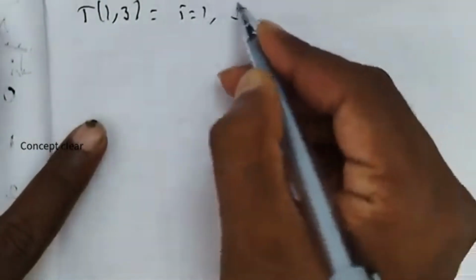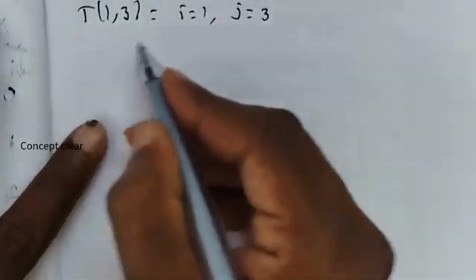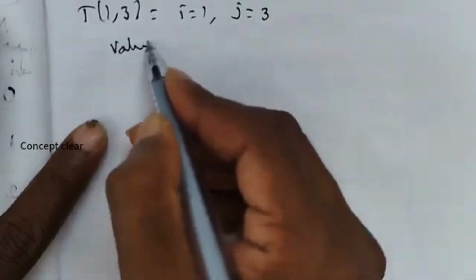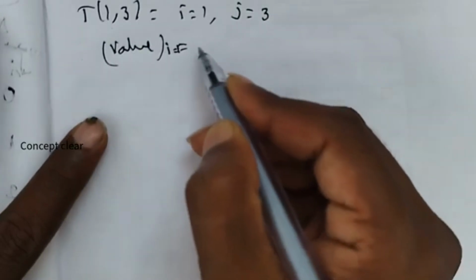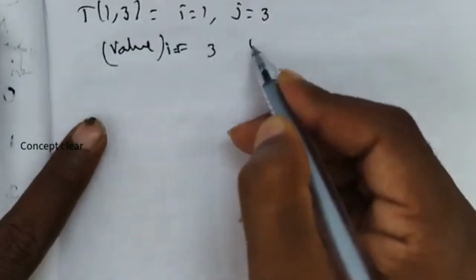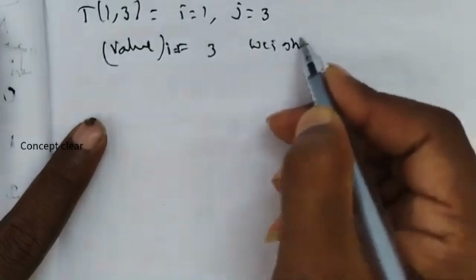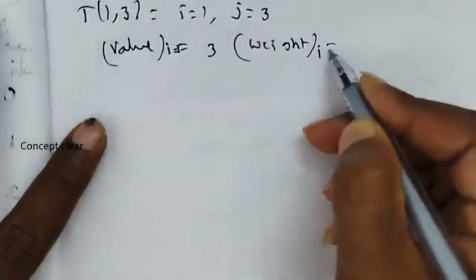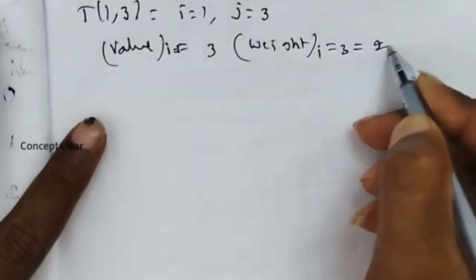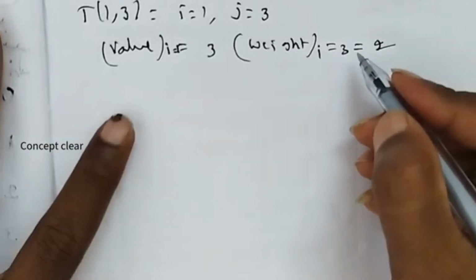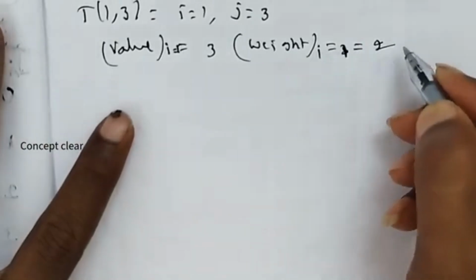Here I am writing it directly. What is the i value here? i equals 1, j equals 3. The value of 1 equals 3, and the weight of 1 equals 2.